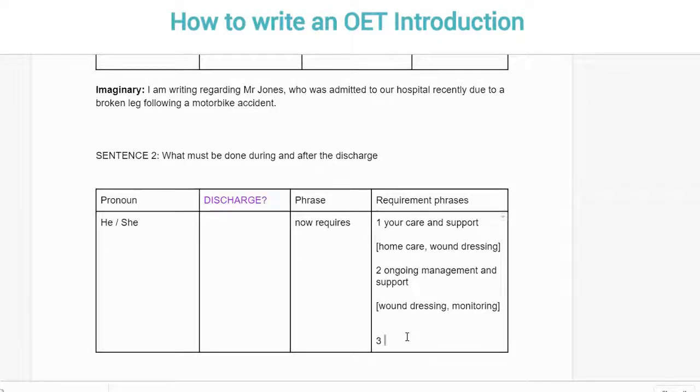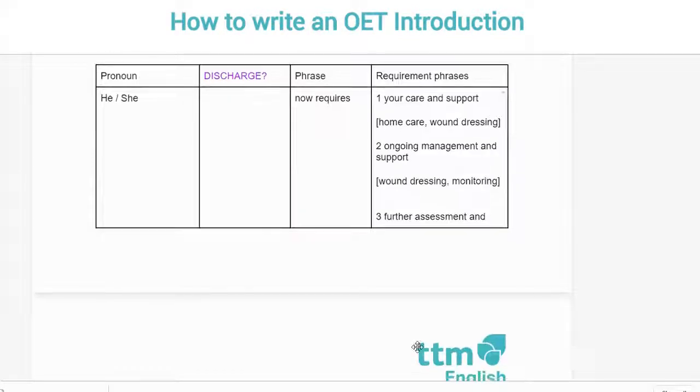Imagine we're writing to a doctor. Imagine it's a referral letter, and we don't want care. Further assessment. Yeah, good. Further assessment and management. It could be further assessment and management, or it could just be further assessment. Good. Yeah. So I'm just going to leave this blank. Okay. Excellent. So we're starting to get the idea.